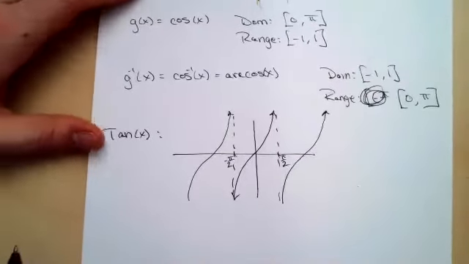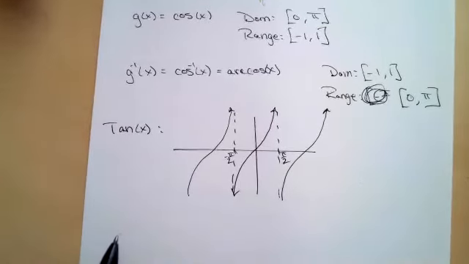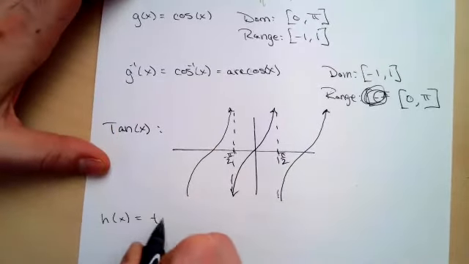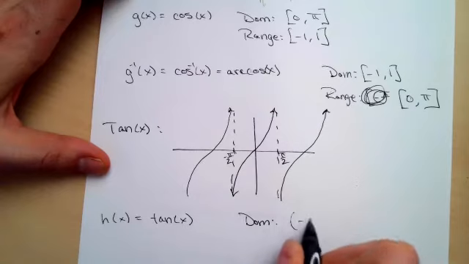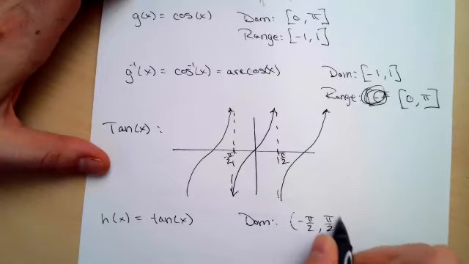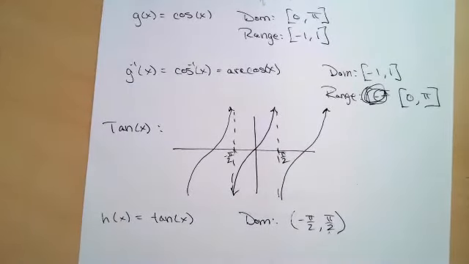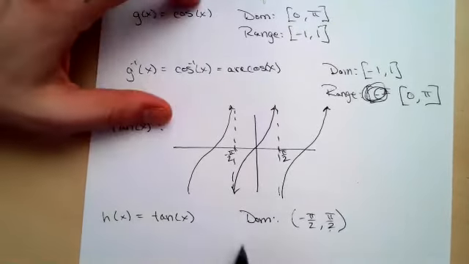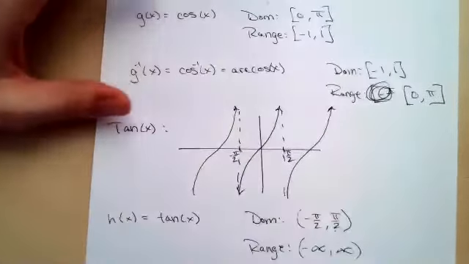So again, it's not one-to-one. However, if I just include one of these curves, it will be one-to-one. So we essentially just restrict tangent of x to a domain of minus pi over 2 to pi over 2. And for tangent, we need to include round brackets. We can't include the endpoints because it is undefined at those points. In the range, it's going to be all real numbers because it's asymptotic.